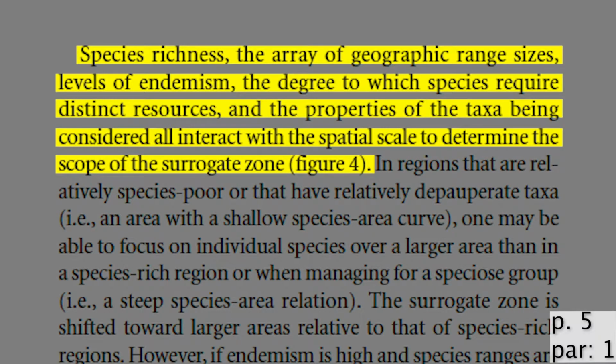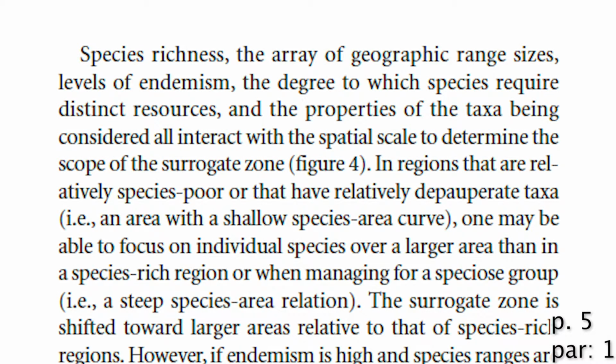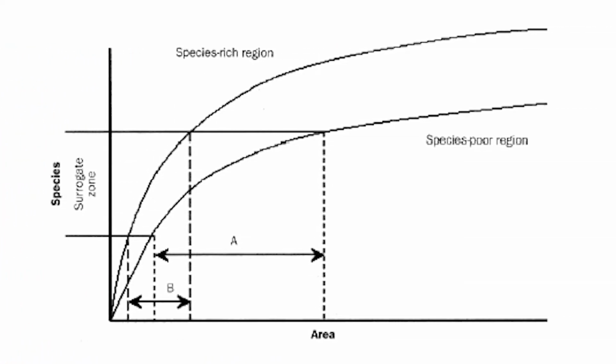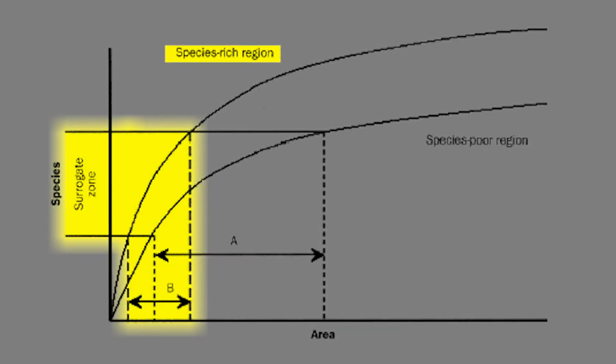Species richness, the array of geographical range, level of endemism, and the way that the important species interact with the environment can shift this Goldilocks zone. Importantly, the surrogate zone is more dependent upon the number of species considered rather than the area, which we can see in Figure 4. In a region with few species, the surrogate zone is shifted towards larger areas, denoted by A, compared with an area with high density of species in a smaller region, shown by B.